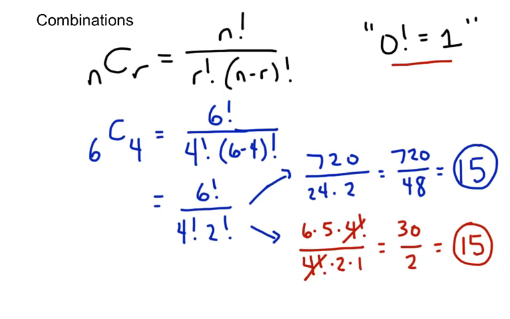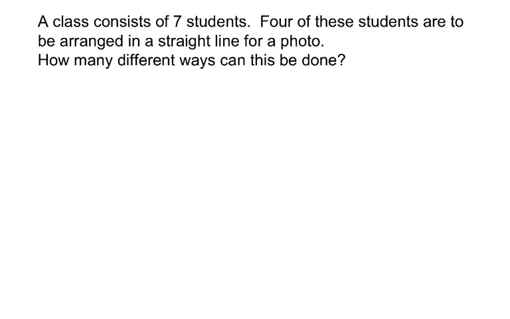Now let's look at these in the context of word problems. A class consists of 7 students. 4 of these students are to be arranged in a straight line for a photo. How many different ways can this be done? The first thing we have to decide here is whether or not order matters. Do we have a permutation or do we have a combination? So the first question is, does order matter?